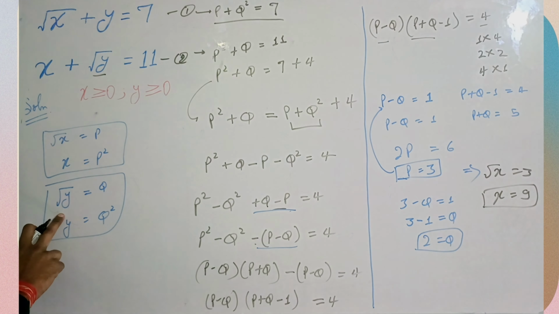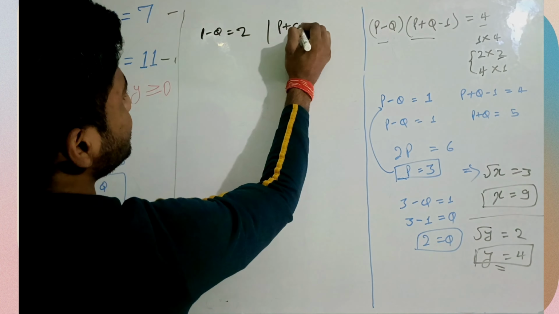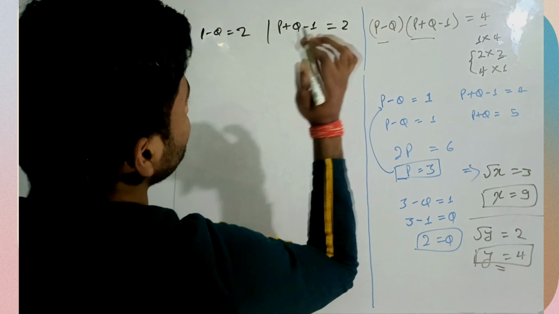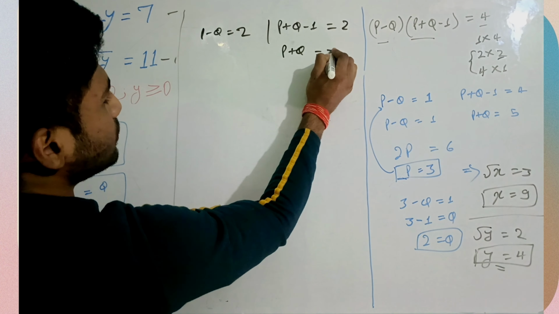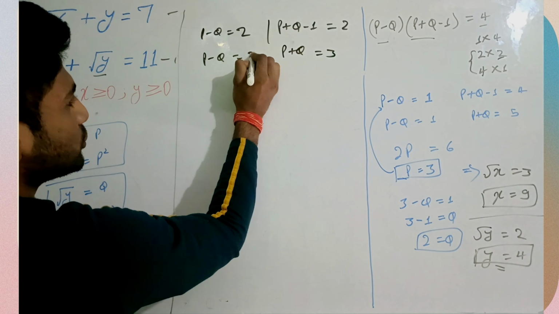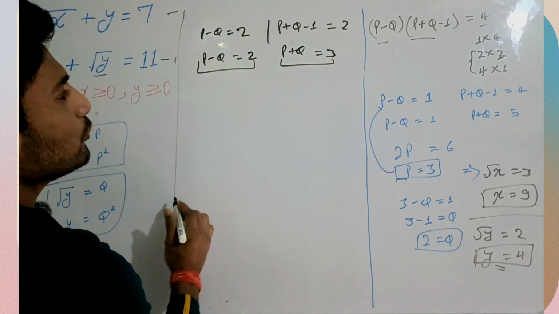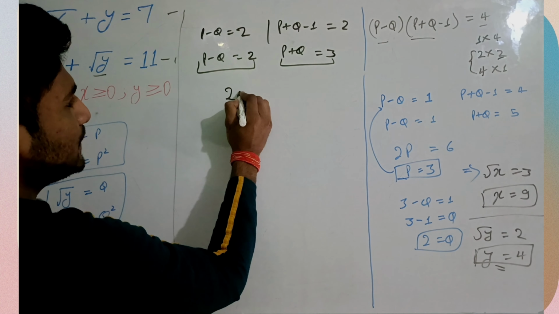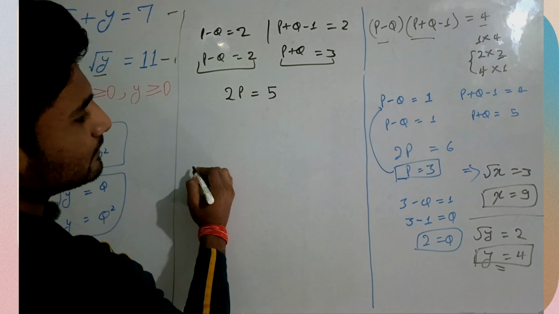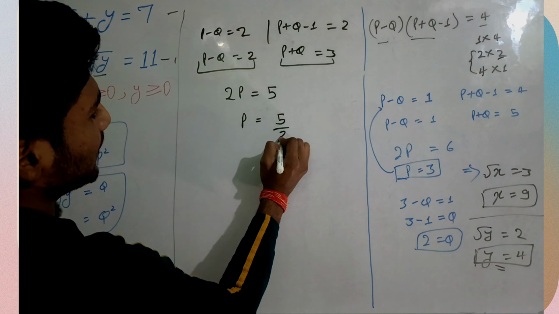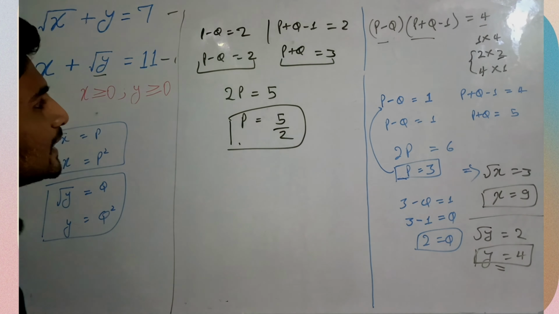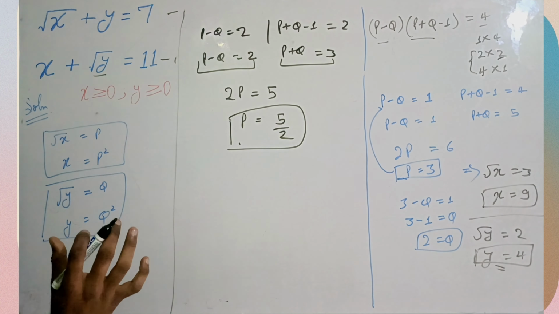Now why haven't we checked the other factorizations? So let's check these two also. Now when p minus q is equal to 2 and p plus q minus 1 is also equal to 2, we get p plus q is equal to 3, and here p minus q is equal to 2. So adding these, q and q cancel out. So 2p is equal to 5 and p is equal to 5 by 2, which is not possible because we have assumed that both the values of x and y are positive integers.